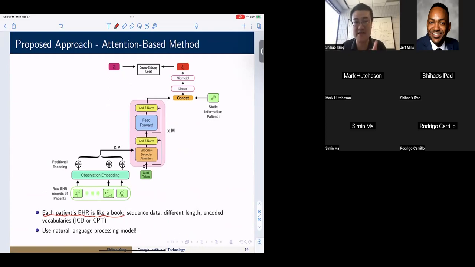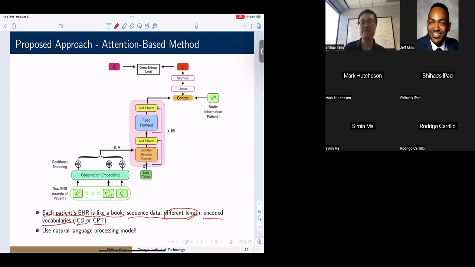It's sequence data, labeled by date. Some patients might have a thicker booklet, some a thinner booklet, with different lengths. And it's really a vocabulary. Usually I read English. Now I'm not only reading English, I'm reading code: ICD code, CPT code, or NDC code. So really, that's it. It's a booklet not written in English, but written in terms of coded variables.